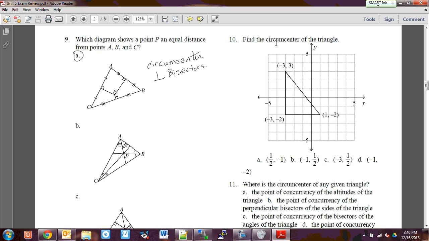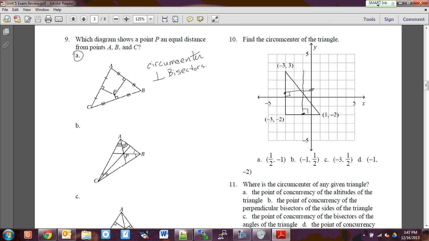Number 10. Find the circumcenter of the triangle. Well, we know from the previous problem that the circumcenter is the perpendicular bisectors, so you need to find the middle of this line. Well, it's 1, 2, 3, 4 units long. So 4 divided by 2 is 2. So 2 units from this vertex will be our midpoint. So right here, you simply draw a vertical line that is perpendicular, and then do the same thing here. This one's 5 units long, so we know it's going to be 2.5 units from the vertex. So right about there.